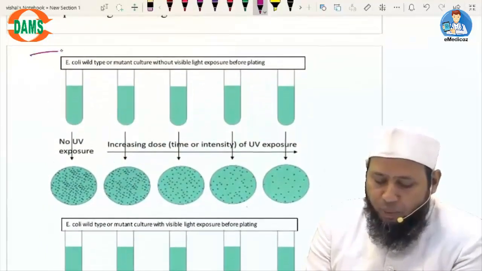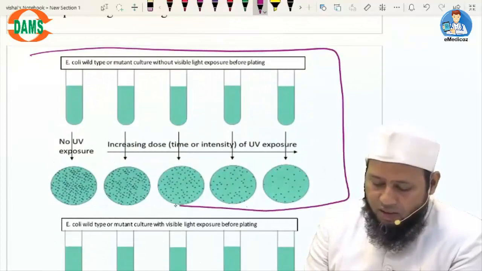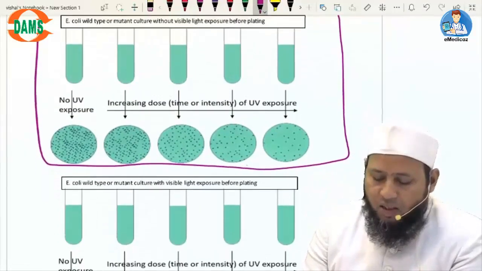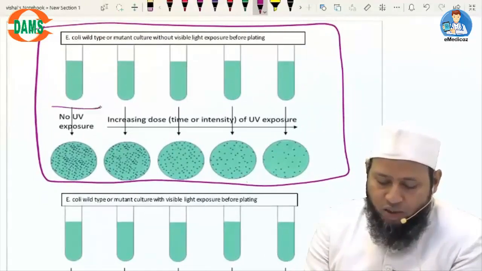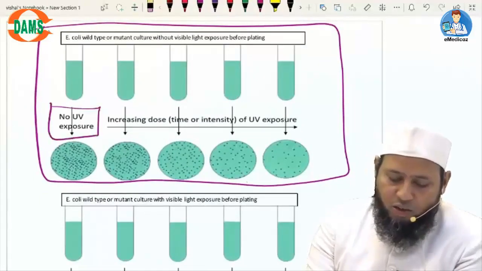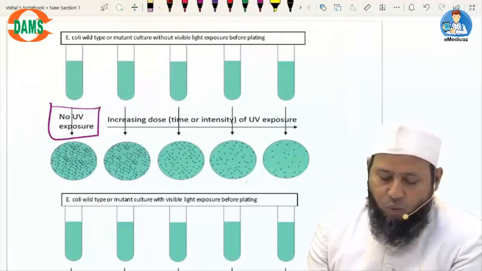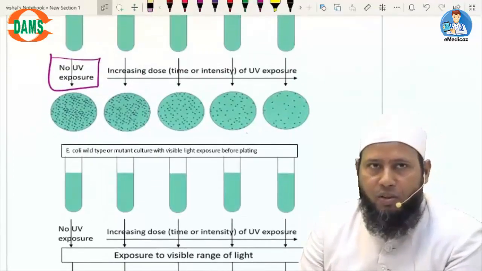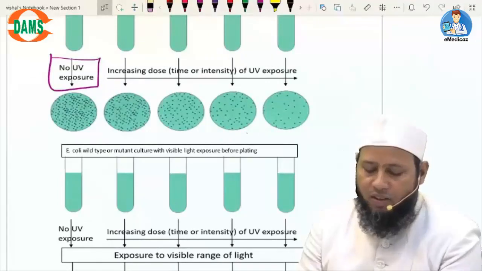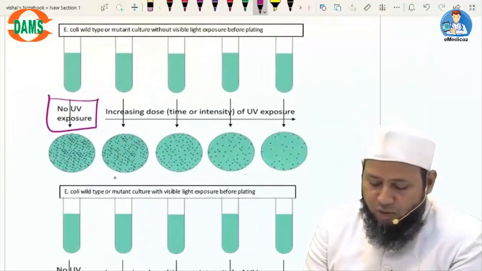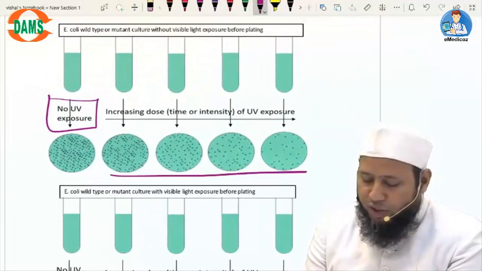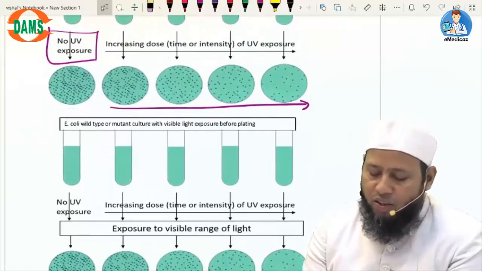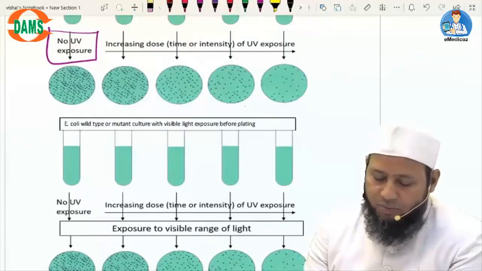The same kind of experiment we have already discussed. This will be a wild type cell. Here will be no exposure. This will be your reference culture. Whatever colonies you get, you will call that 100% survival. And the colonies you get from the different variable exposures of UV radiation, you plot, and then you get the survival curve.